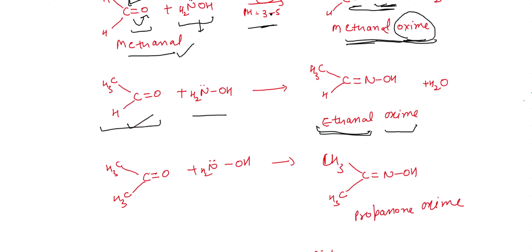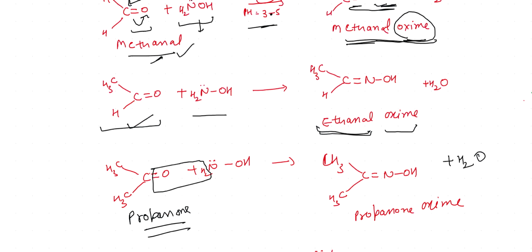The next is propanone. The reactant is propanone and the product you will get has a double bond between carbon and nitrogen, with the elimination of one molecule of water, and the product formed is propanone oxime. Clear? So this is the reaction using the reagent NH2OH, that is hydroxylamine.